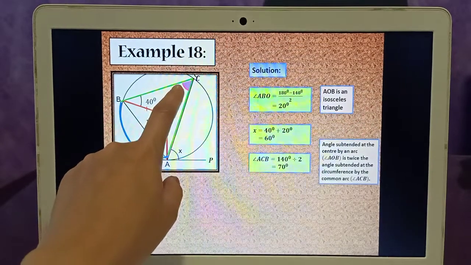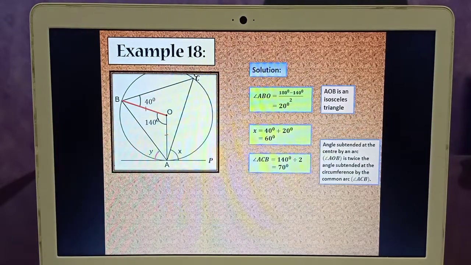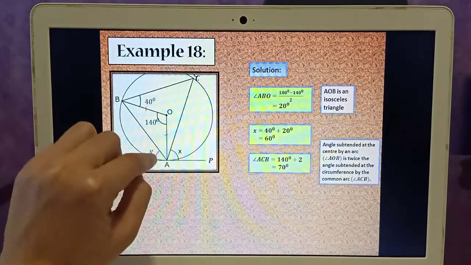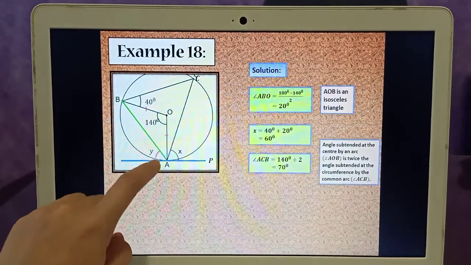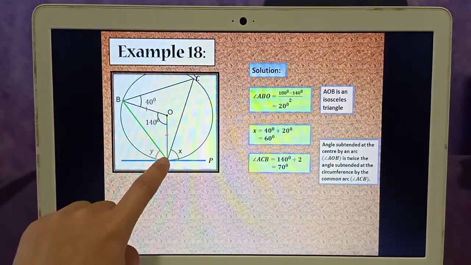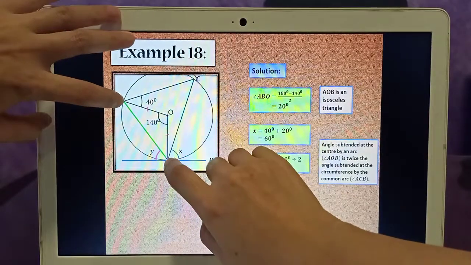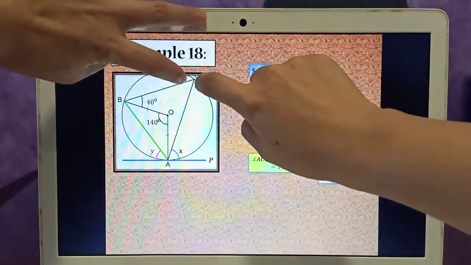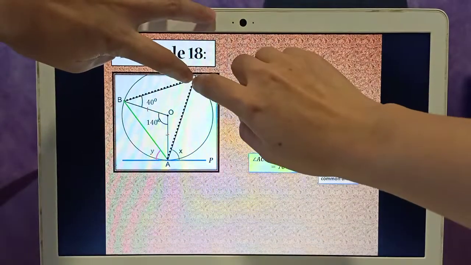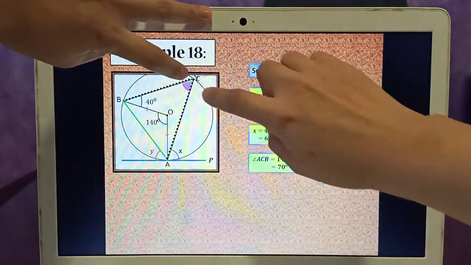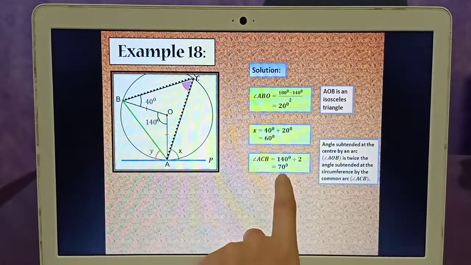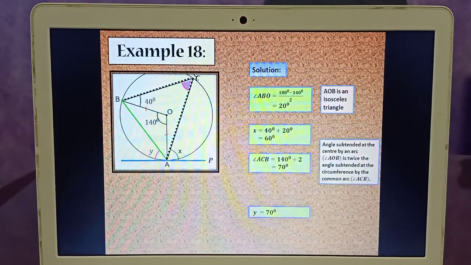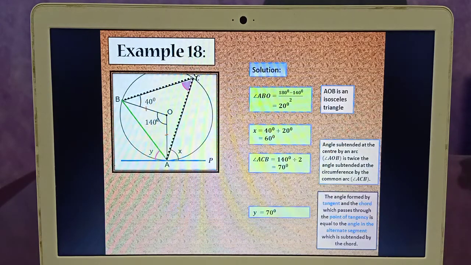Once I get this 70 degree, actually it is equal to y. You know why? Because y is the angle formed by the tangent and the chord here. So when we go from the chord here to one same destination, it is equal to this angle. So y is equal to this angle. What did you get just now for this? 70. So conclusion, y is equal to 70 degree. Okay? Alright, that's all.